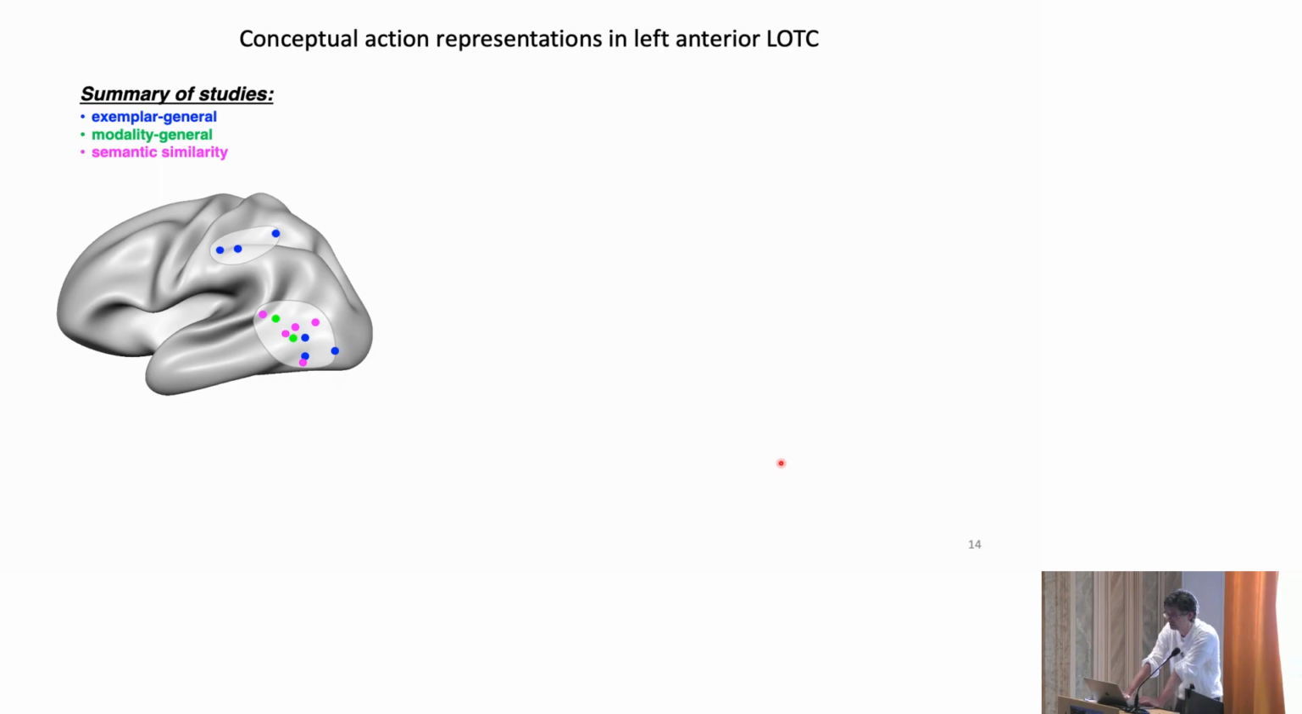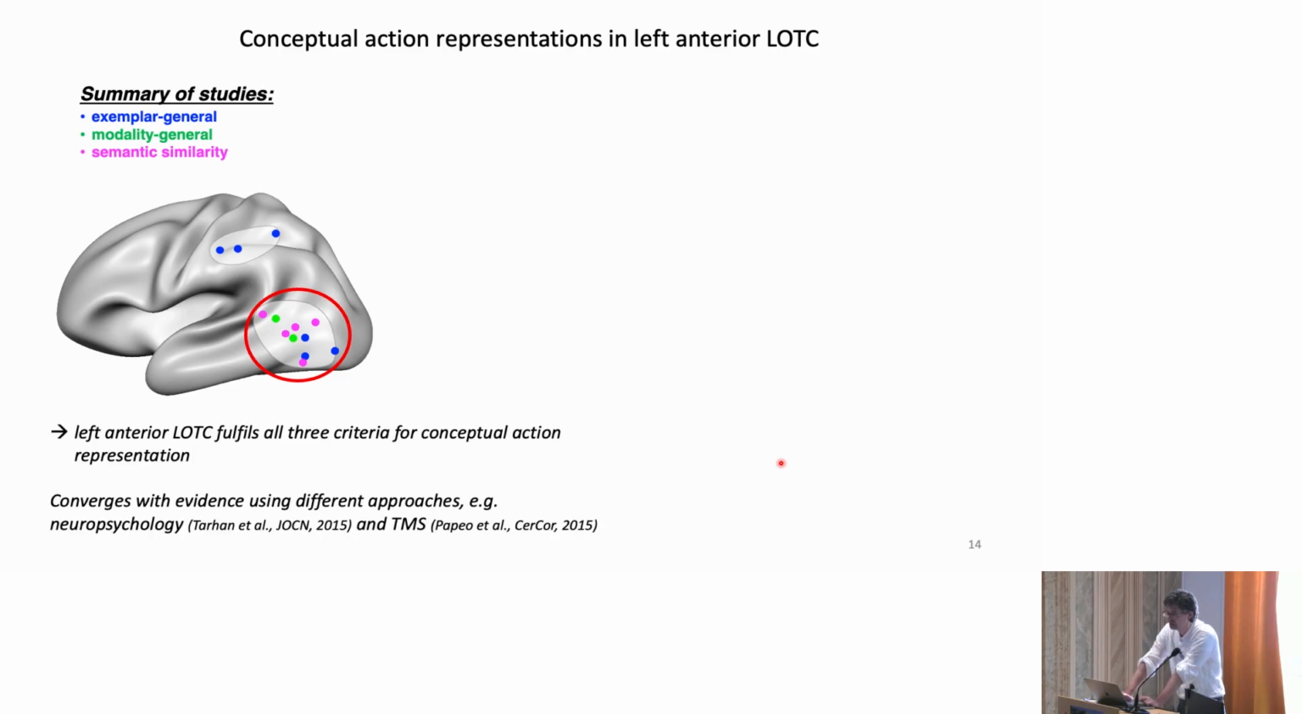Now, to wrap up these studies, while anterior IPL generalizes across perceptually highly diverse action exemplars, only the left anterior LOTC fulfills all three criteria for conceptual representation. We therefore conclude that this region is a key stage for representing the meaning of actions at an abstract level, which is also in line with studies using different approaches, such as neuropsychology and TMS.